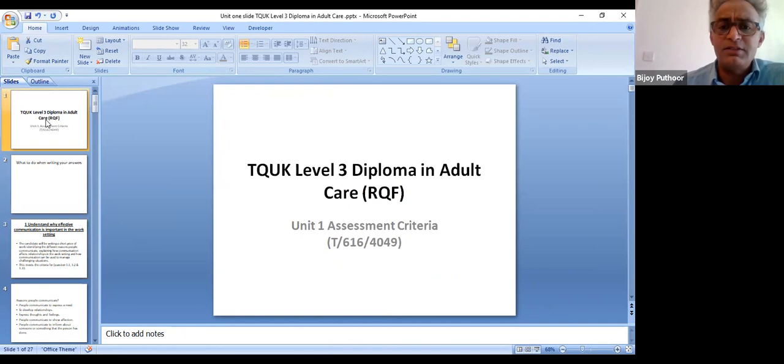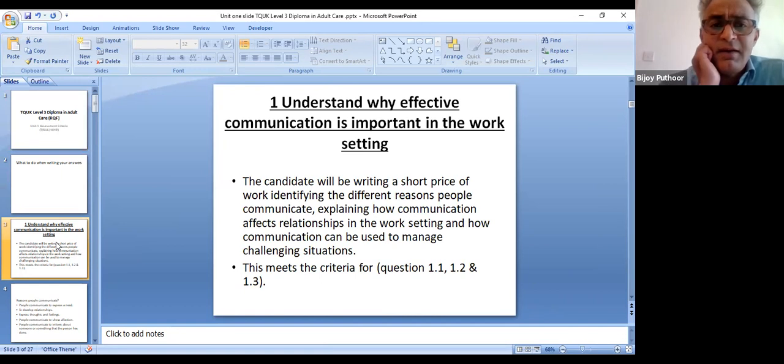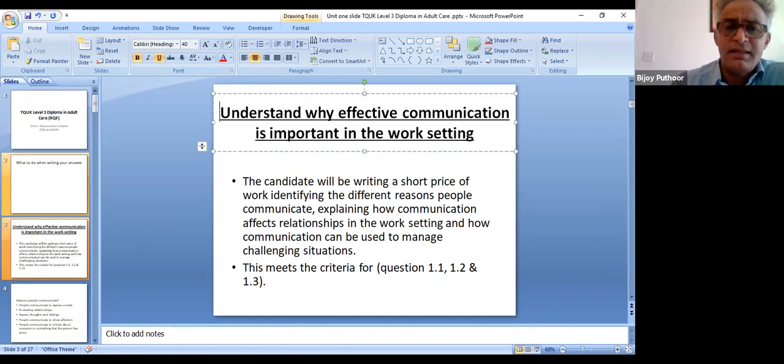It's Unit 1, which you have seen previously, Unit 1, assessment criteria, and it is about understanding why effective communication is important in the work setting. So that is a subheading, as I said previously, and the question for that is: the candidate will be writing a short piece of work, identifying different reasons people communicate, explaining how communication affects relationships in work setting, and how communication can be used to manage challenging situations. This meets the criteria for question 1.1, 1.2, and 1.3.